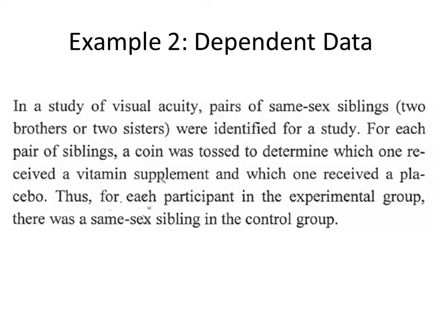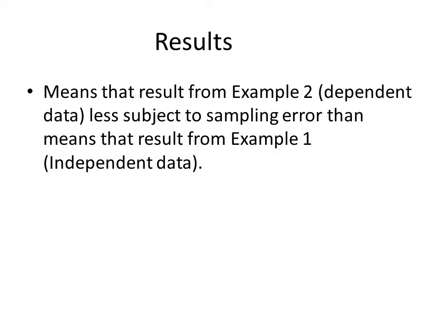So now the results from the study in example 2 are actually less subject to sampling error than the means from example 1. And in example 1 there was no matching or pairing. In example 2, we have matched the two groups. And really when we're talking about that, the genetics and gender are associated with visual acuity. To that extent, the two groups will be more similar at the beginning of the experiment than the two groups in example 1. So here we go.